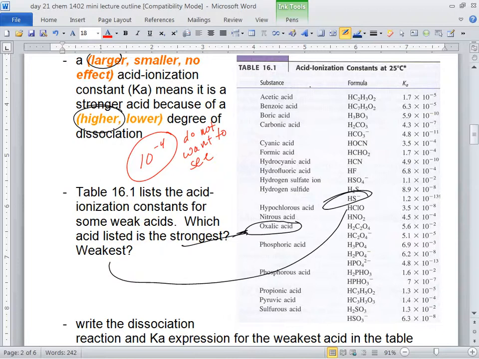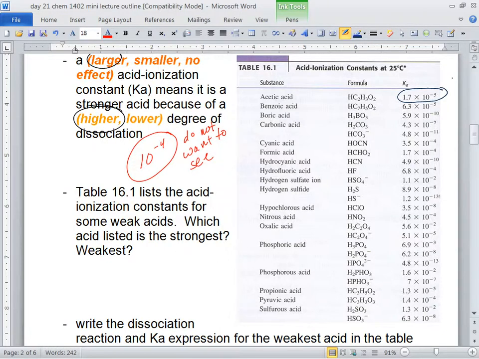Okay. Mia, tell me one of the acids that you circled. We're circling for the ones that you don't want to see. Which ones did you circle? I circled the acetic acid, 10 to the negative 5. That number is smaller. So that's a good one. You would like to see that one.